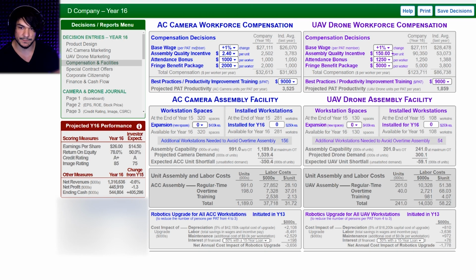But first, it's base wage, quality incentive, attendance bonus. Why would you? Hey, if you don't show up, your ass is getting fired as far as I'm concerned. So let's put that at 50. No, I'm just kidding. So essentially, and fringe benefits and best practices.